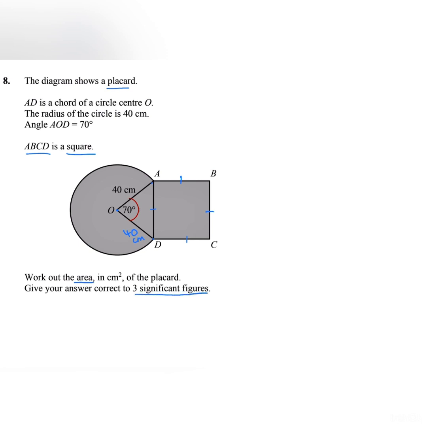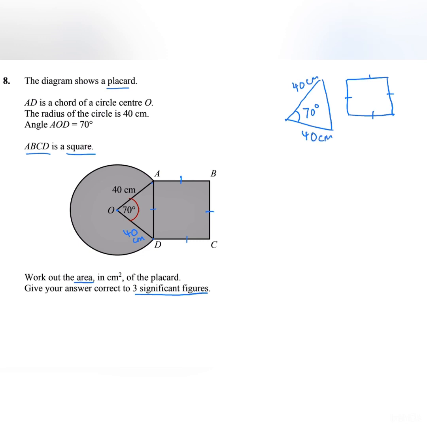That means we need to be really careful when we are working on the calculator. Make sure you write the whole thing down and round up in the end. So we've got a square, and we have not got a length of each side yet. And we have got a triangle, which is a non-right angle triangle, with 70 degrees here, and we've got 40 centimeters and 40 centimeters.